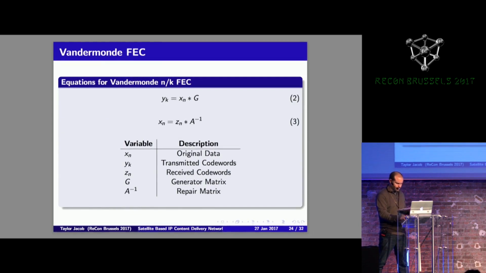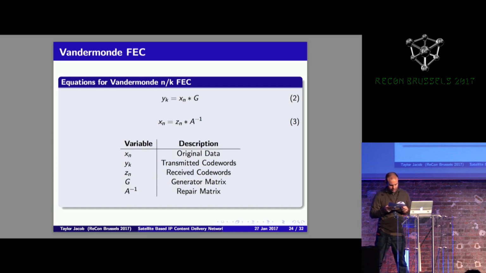So the FEC method I employed, I found out later, was called the Vandermonde FEC method. It consists of the basic equation y^k = x^n times g, where y^k are the transmitted code words. Those are all the packets with the FEC data. x^n is the original data, and g is this n by k generator matrix.